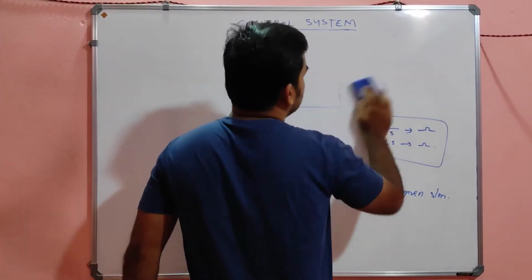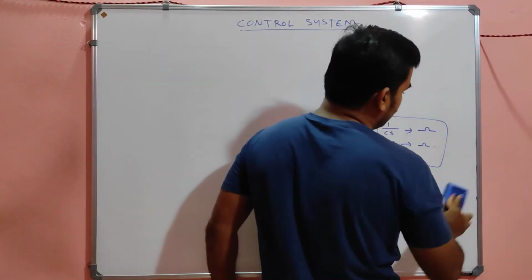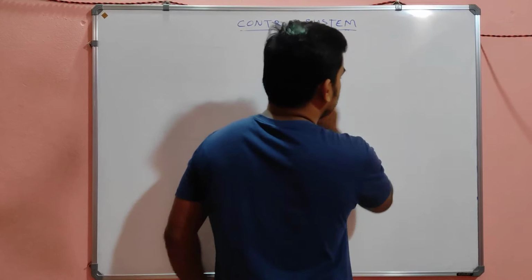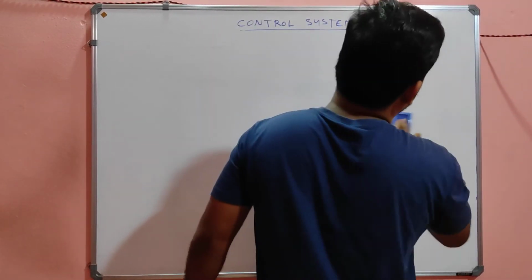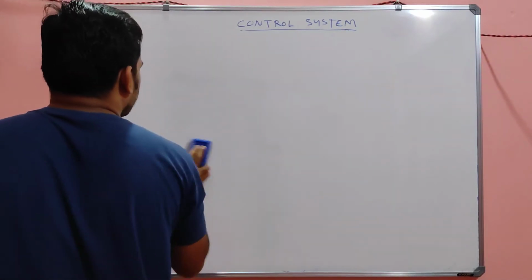So 1 divided by 1 plus sτ is, please remember this, the transfer function of a first order system. First order system. Second order system is different. So that's why I told you to remember this. Okay.